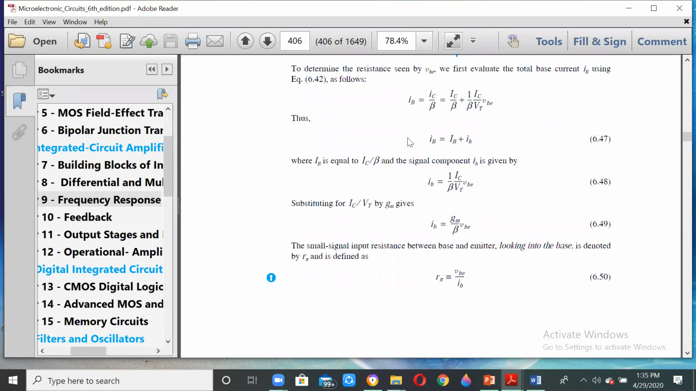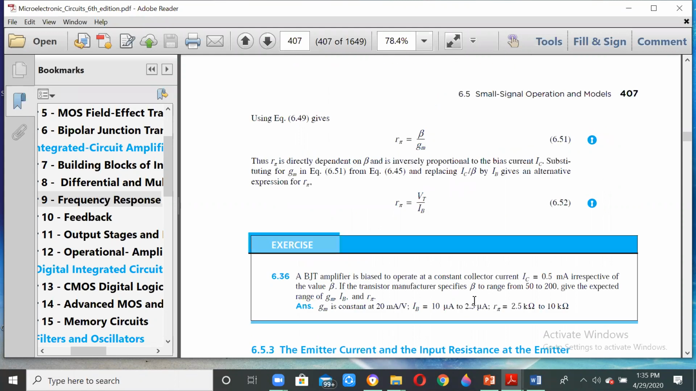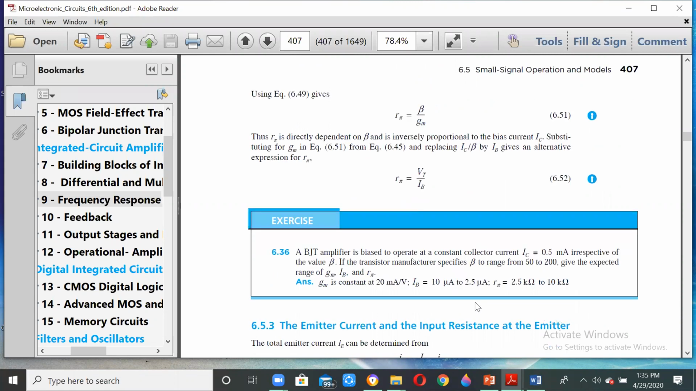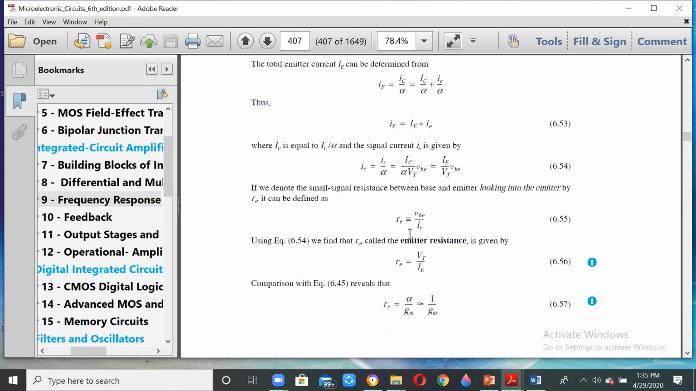So we have the derivation for the r pi over here. Whatever equations are there, IB is equal to IC by beta and all that, and then you derive that and you will get finally r pi is equal to VB by IB. Then the expression for re is VB by IE. So VB we should know, IE also we should know. IE is written over here, IE equals VT by VB. So you should derive from here and substitute in all that and we'll get alpha by gm.